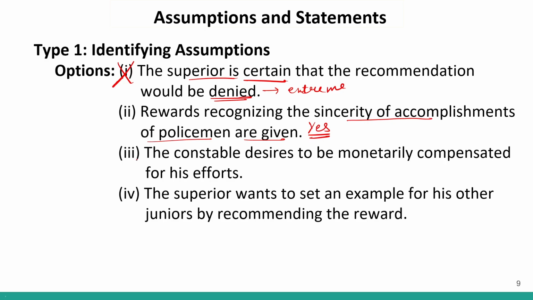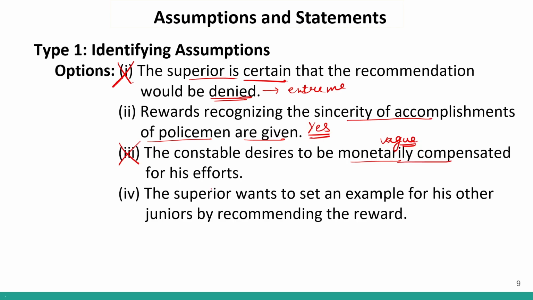Let us move forward. Third one says the constable desires to be monetarily compensated for his efforts. Monetarily compensated, again, this is an extreme statement or a vague statement. We don't know the nature of motivation for the constable. The information that is given to us is that the superior has recommended the name of the constable. So, whatever the constable's motive has been to do good work is not known to us. To say that his desire is to be monetarily compensated is incorrect. So, this is not a correct assumption.